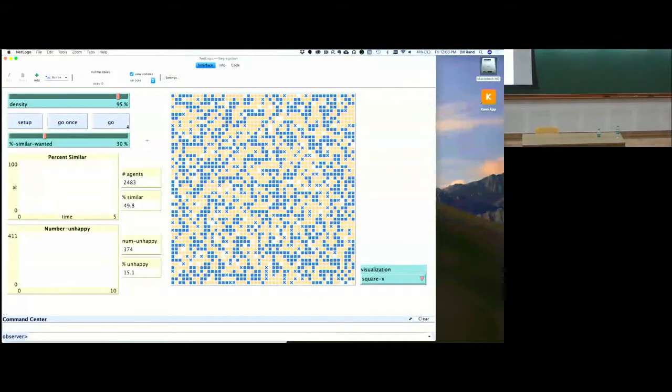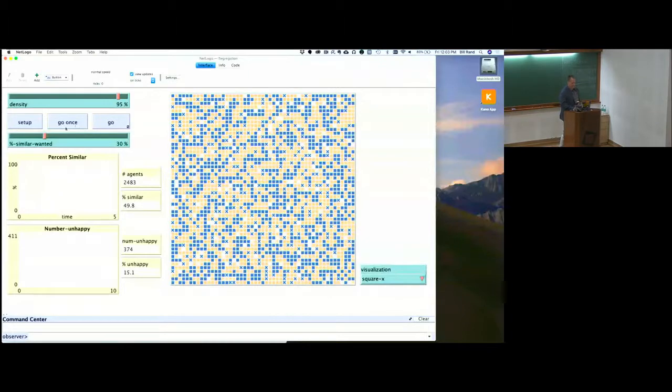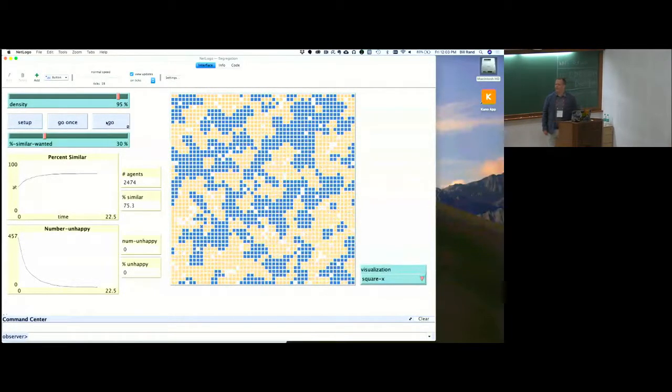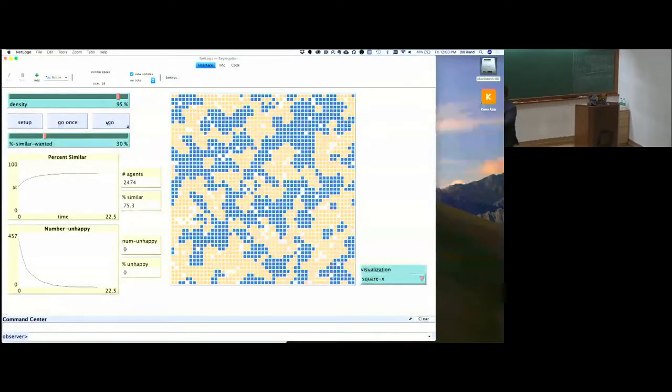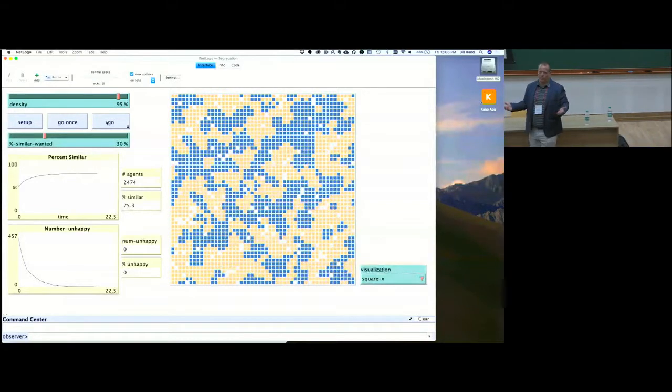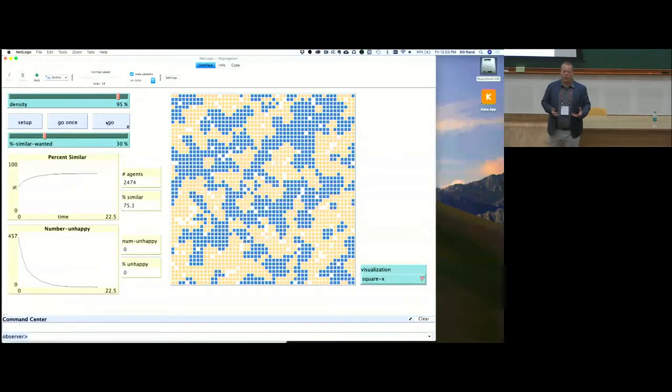We get 3% similarity by the time we're done running. So why does it wind up so segregated? We were in a pretty good condition, and yet we wind up at this much higher level. Any ideas as to why that happens?